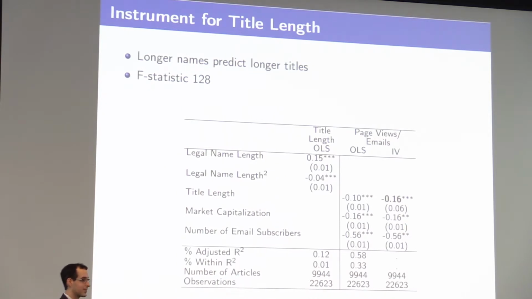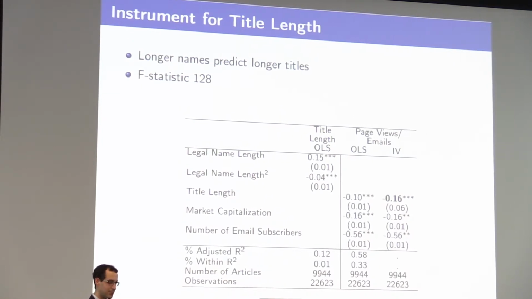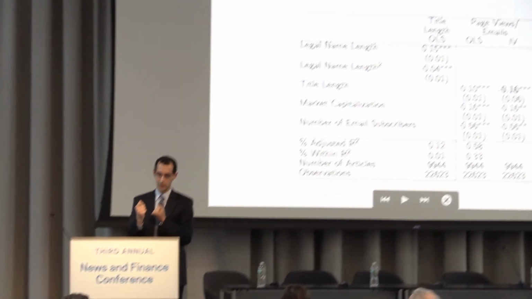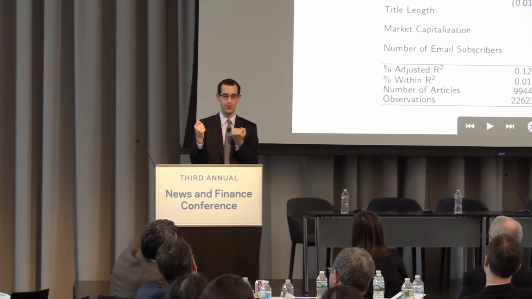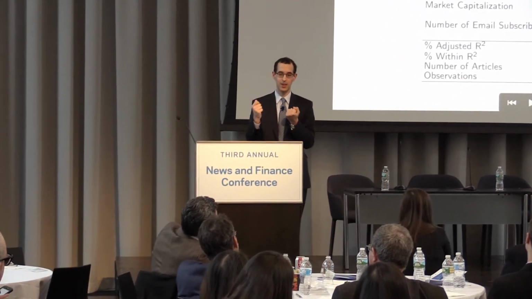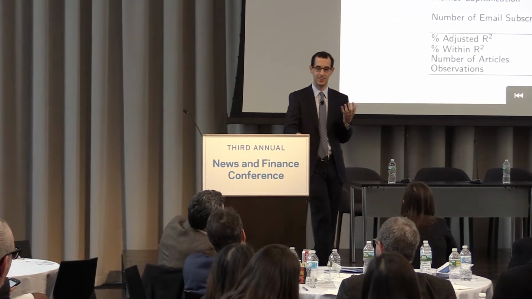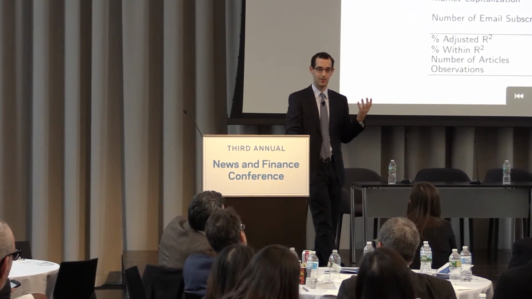Here I'm doing something else. I'm saying, let's look within an industry at variation in titles that's just due to the legal name that you chose a long time ago. And I get a similar result. What's nice about using the name is that it gets at the story of longer titles being just more informative, or more interesting, or boring, or any of those other stories. Those are ruled out by this. So it's a nice tool.